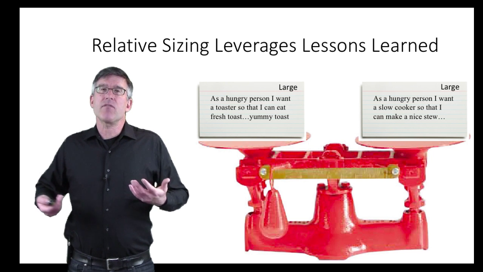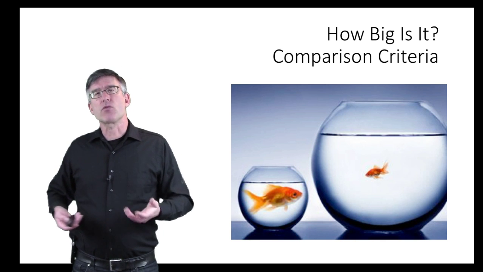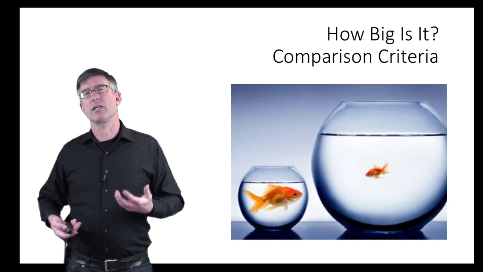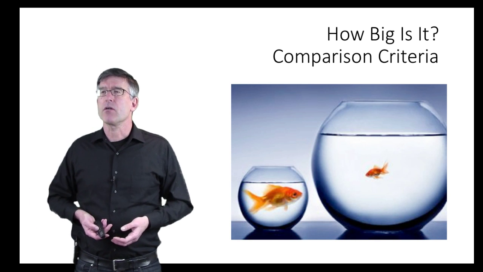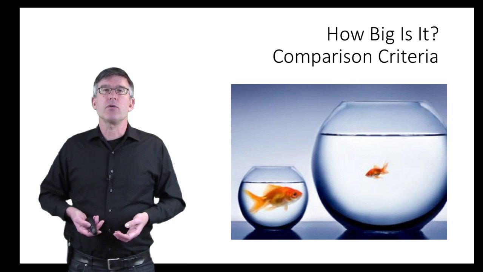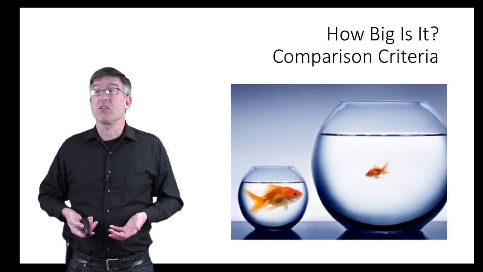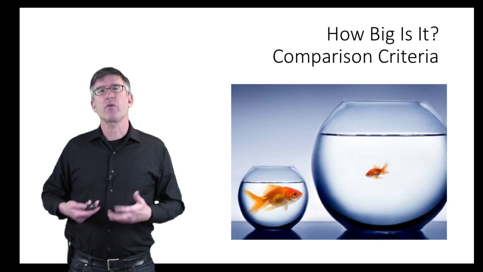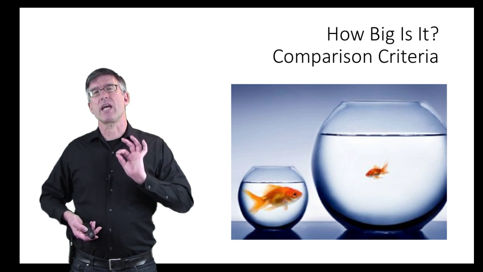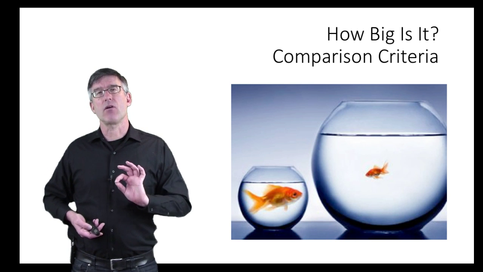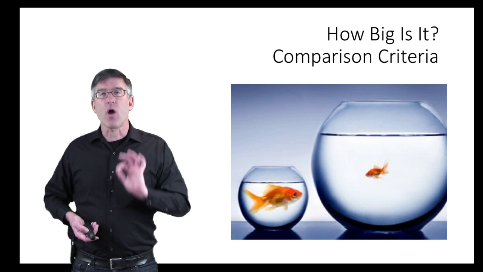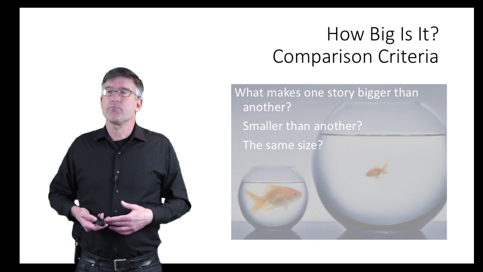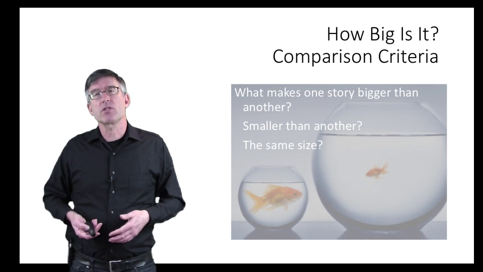And now we have to ask ourselves, okay, that's great. We can say one story is bigger than the other, but exactly what are we comparing these stories on? If I asked you here, which of these two images is bigger, you're going to look at it and go, well, what are you judging that on? Is it the size of the bowl or the size of the fish? So we have to come up with what are the traits or the attributes of the story or the backlog item that we're interested in that drive the size of that story. And what really makes one bigger or smaller than the other or the same size.